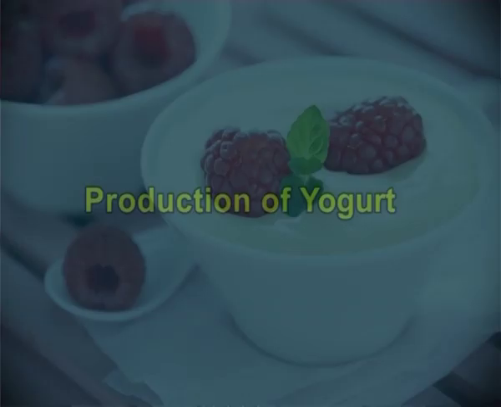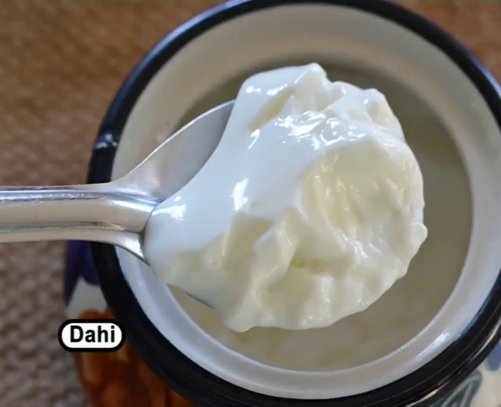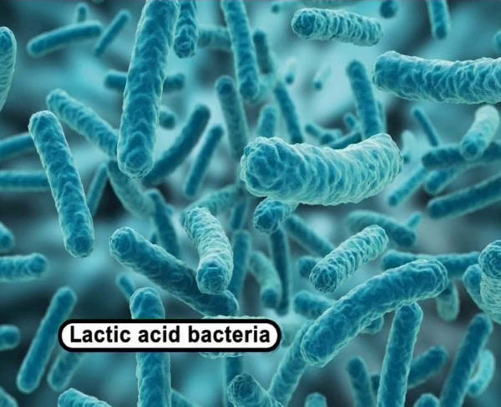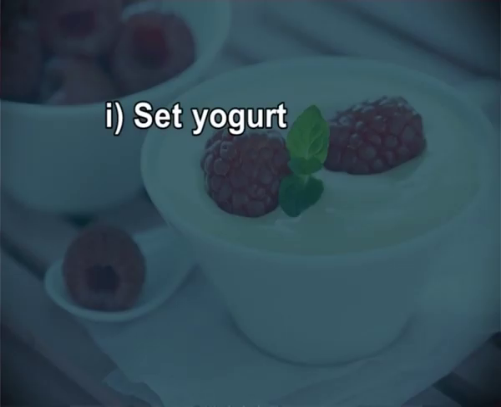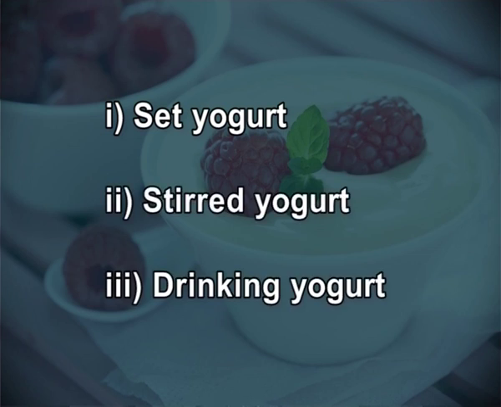Production of yogurt. Yogurt is also a fermented product similar to dahi. The body and texture and taste resemble dahi, but yogurt differs from dahi in terms of culture used for preparation and the flavoring compound released by the lactic acid bacteria. There are three main varieties of yogurt classified based on the mode of consumption. They are 1. Set yogurt, 2. Stirred yogurt, and 3. Drinking yogurt.